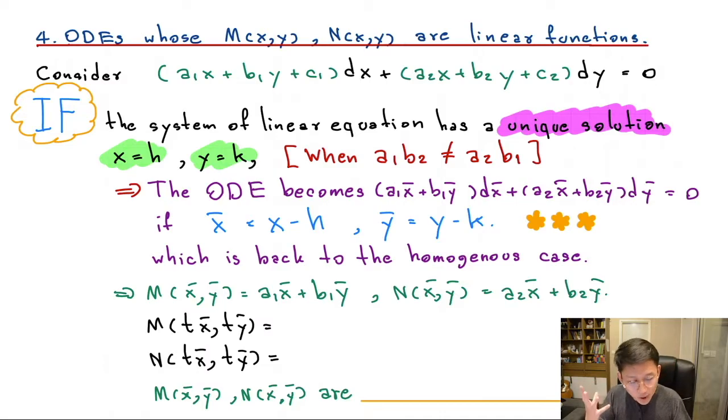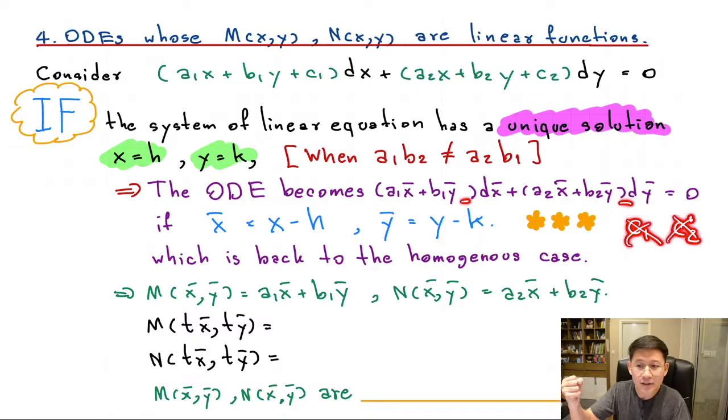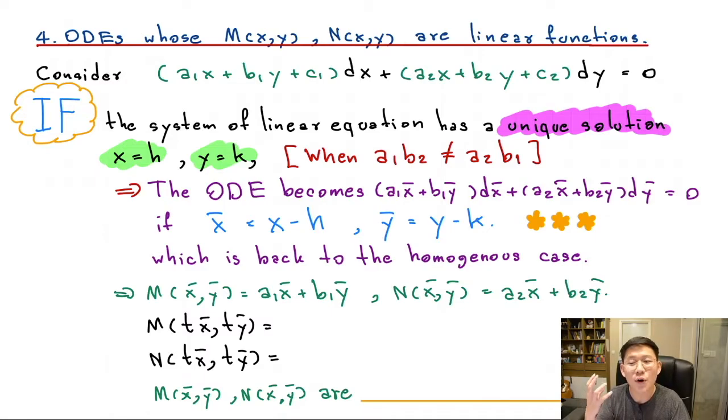Okay, and once we can write this as this, you can see that there's no C anymore. There's no C1 and C2 anymore. And in that case, this equation becomes an ODE when M and N are homogeneous of order 1. So it's back to the previous video. It's back to the case when M and N are homogeneous of order 1.